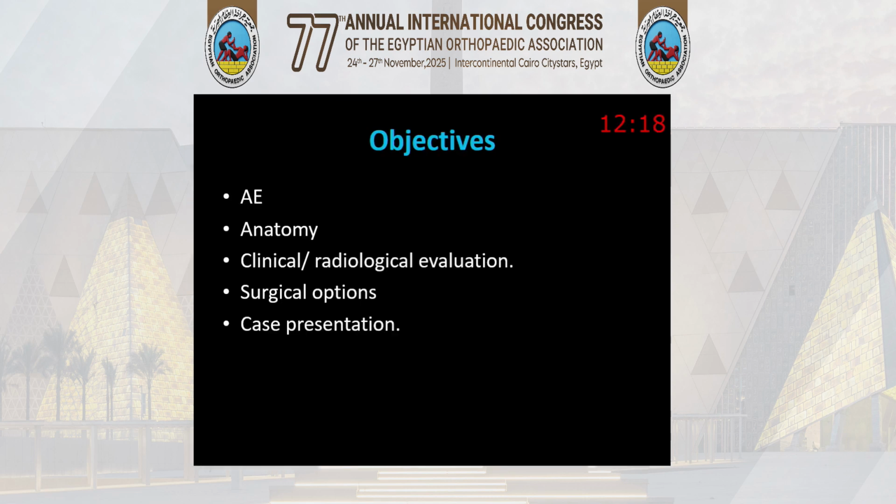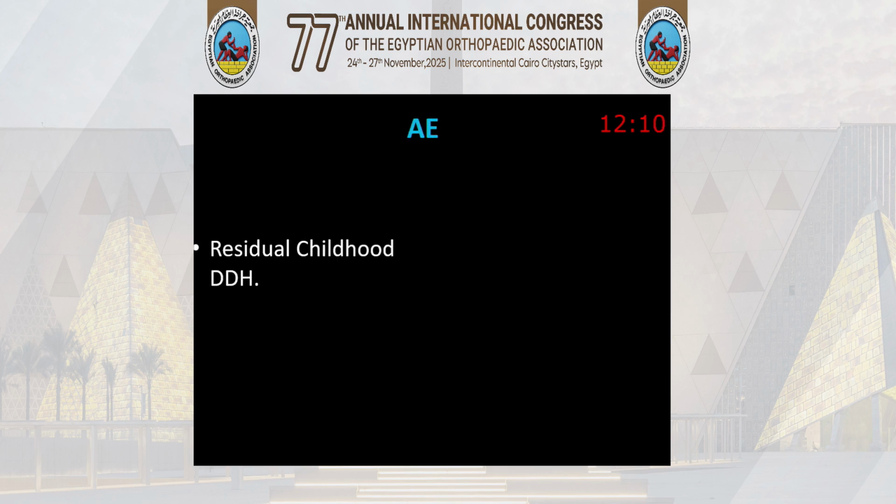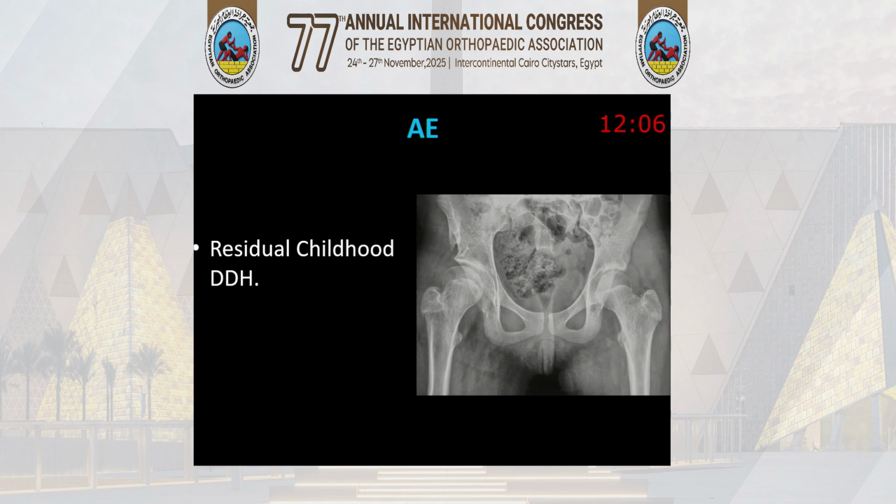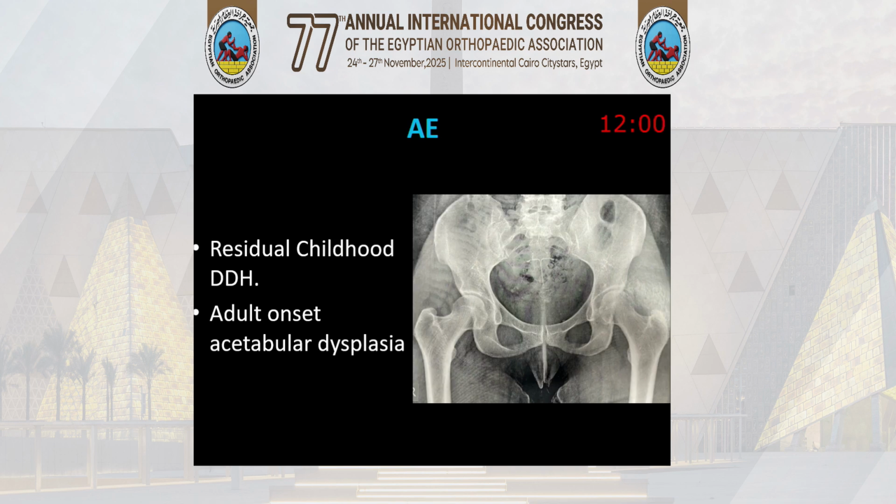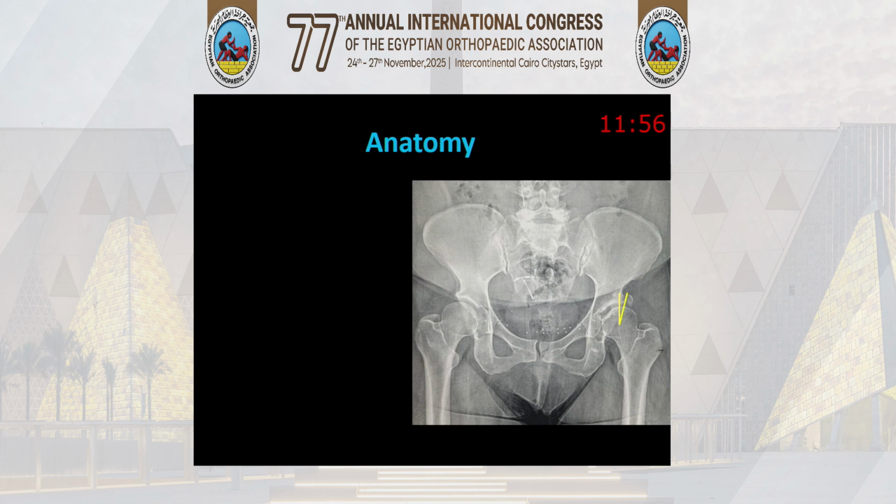So the objective is to know the etiology, briefly the etiology, the anatomy, clinical and radiological evaluation, surgical options, and we'll show some cases. Usually, hip dysplasia can be a residual childhood CDH. However, more commonly, it is adult onset established dysplasia, and this is our topic today, and this is the type that is usually overlooked.